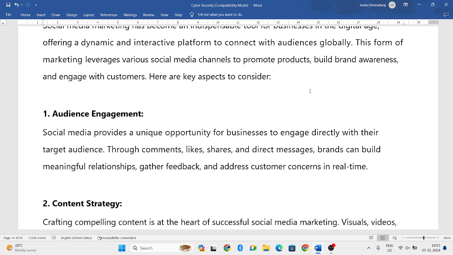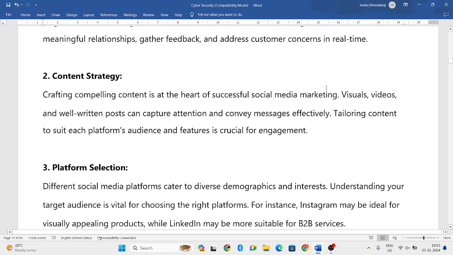Next is content strategies. What is content strategy? Designing the content is the heart of successful marketing. How you make the content, what visuals you will use, how you create the video, what the message is, and how effectively you convey the message to your customers is very important, and that decides the customer engagement with whatever you have posted. So designing the content is very important in social media marketing.